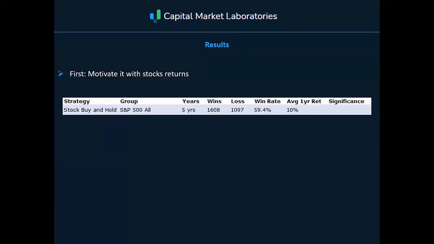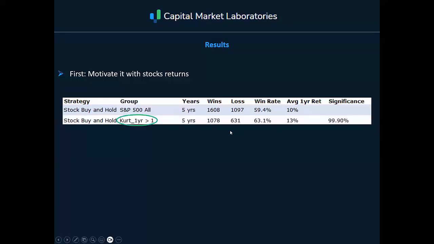This is observational. Then I said, well, what if we took a measure of kurtosis, which I'm not going to tell you exactly how we did it. It's not just the return distribution. And I just said it was greater than 1. This is already standardized for the normal. And the average return went from 10% to 13%. The win rate went from 59% to 63%. There was a 99.9% statistical significance.